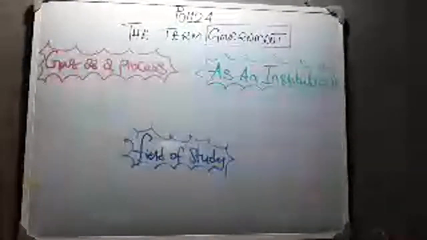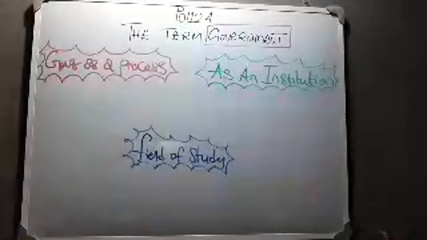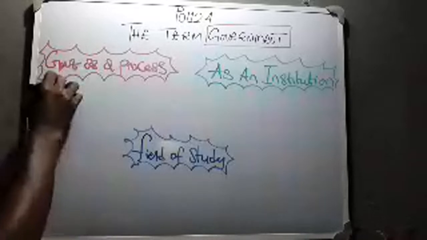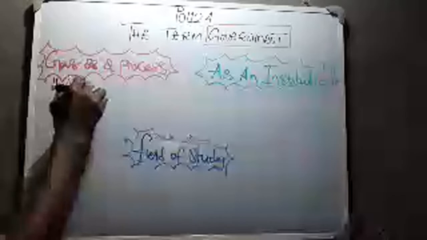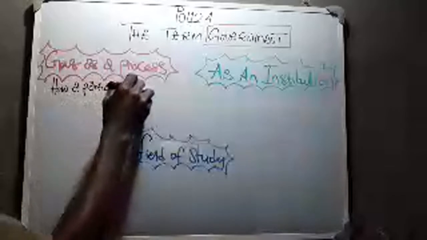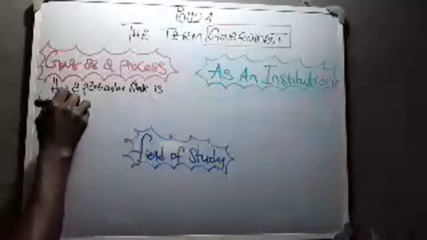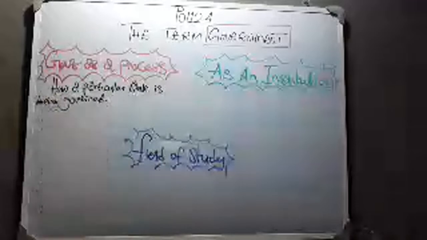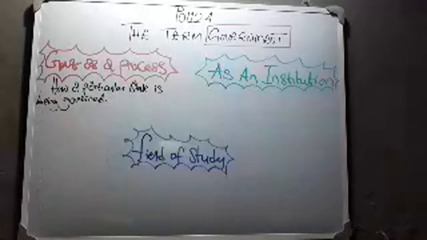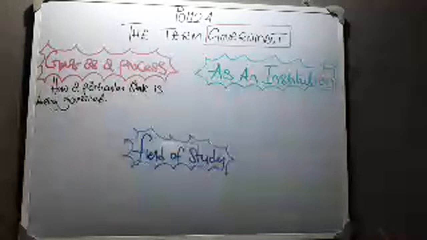Now let's take it from the very first one. Let's say government as a process. What does it mean? What does it entail? As a process of governing, the government refers to how a particular state is being governed. It means the entire process, operation, and activity.